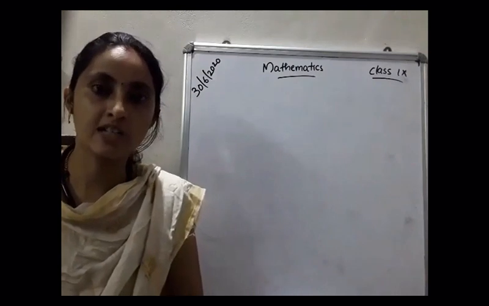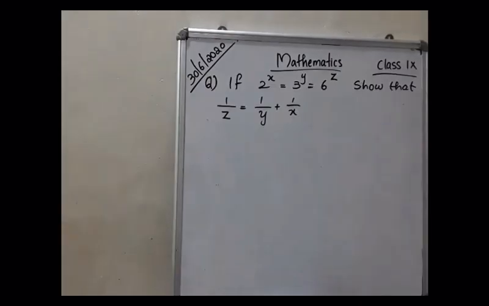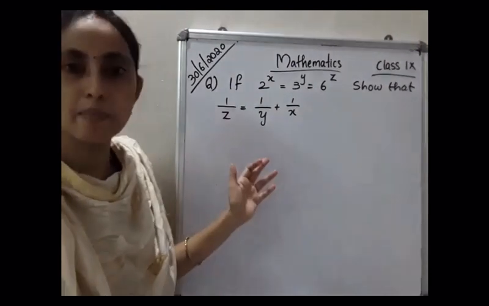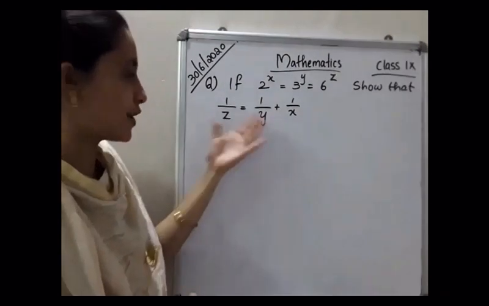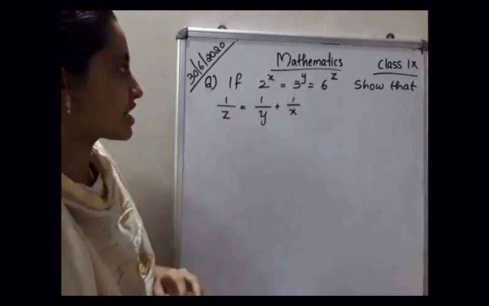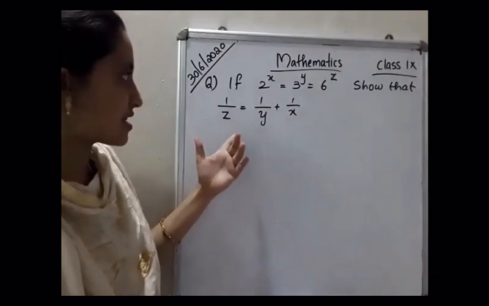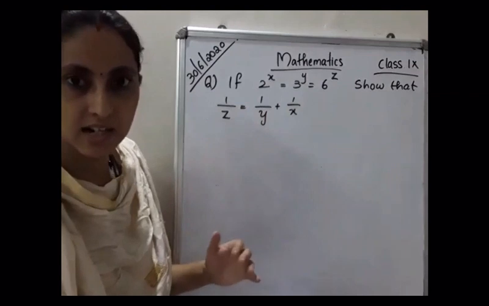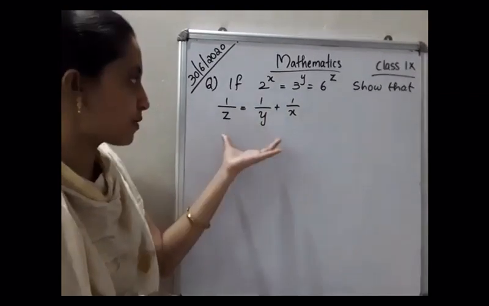Please write down the first question. If 2 raised to x is equal to 3 raised to y is equal to 6 raised to z, show that 1 by z is equal to 1 by x plus 1 by y. This we want to prove. The only condition given is that 2 raised to x is equal to 3 raised to y is equal to 6 raised to z.